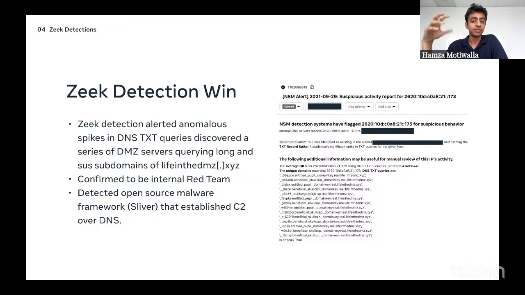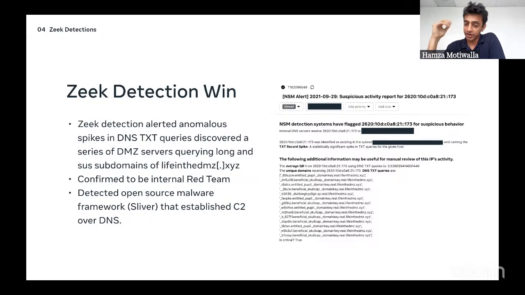But the gist of this was that using DNS logs, we were trying to identify this TTP called subdomain enumeration, where a threat actor may encode information in the subdomain, and the top level domain basically belongs to the attacker's infrastructure or has been registered by the attacker. And our Zeek logs, a detection back then fired, and we got an NSM alert saying that, hey, this IP address has resolved way too many subdomains to the domain life in the DMZ.